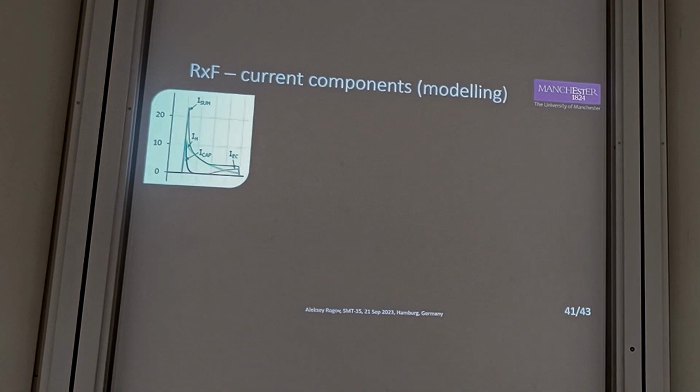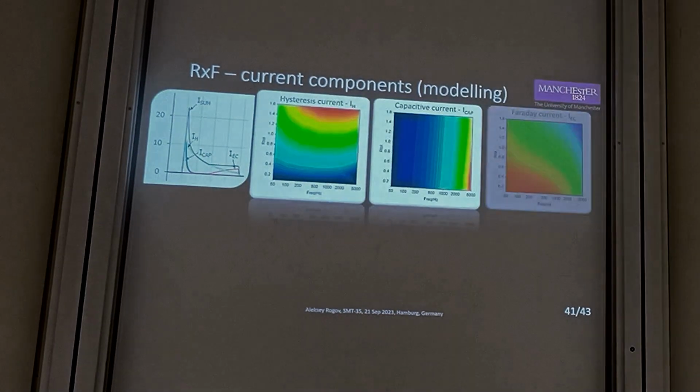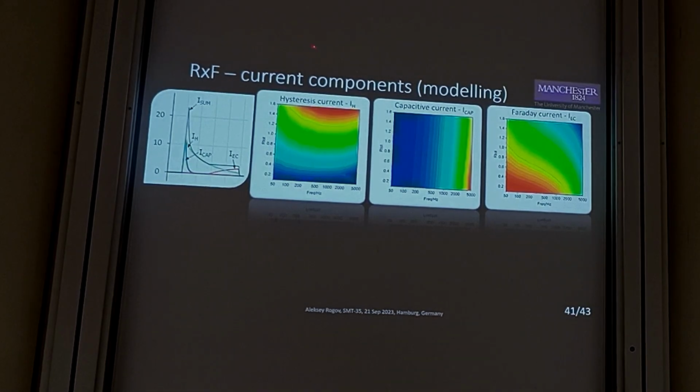Assuming that model parameters are not dependent on the frequency, which is not completely true, we can consider how those three components of the positive pulse redistribute within the current ratio and frequency matrix. What we can see is that we again see three characteristic regions: the hysteresis current at the higher current ratios, the capacitive current at higher frequency, and the Faraday current at low frequency and low current ratios.